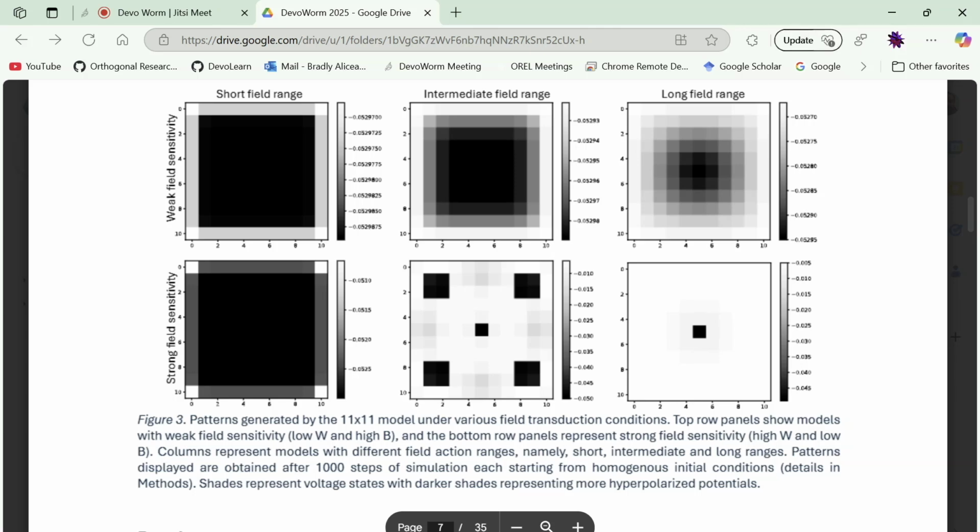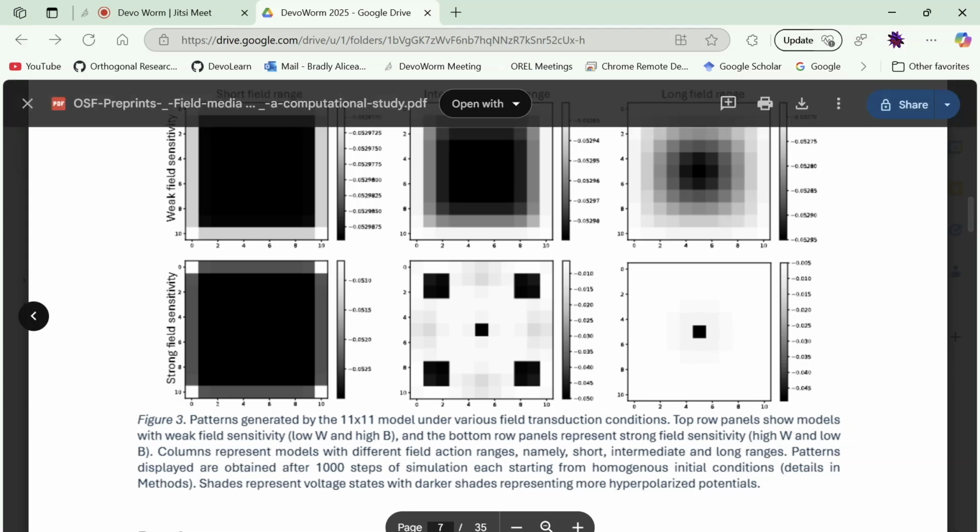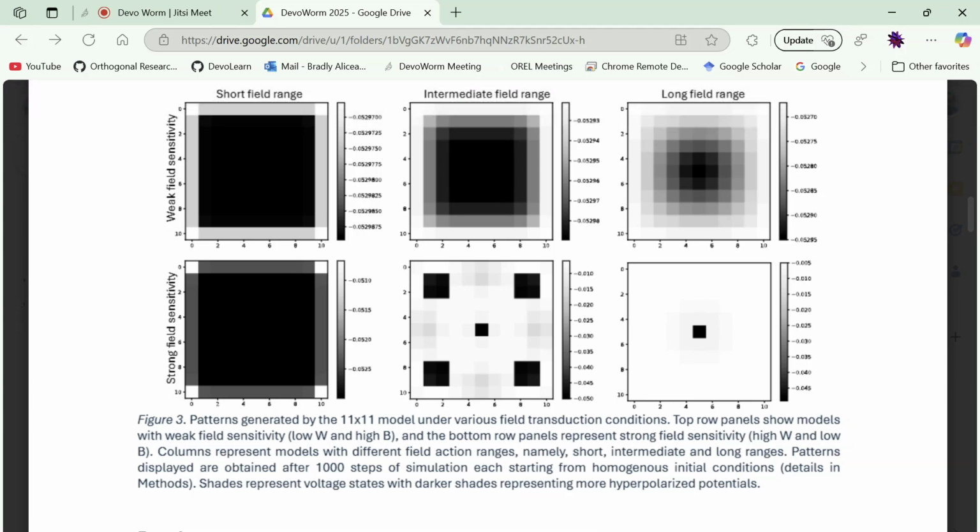Intermediate field range, you're starting to get this broken up pattern formation. You're starting to get these centers. And then long field range, you just see something in the middle with some decay at the edges.